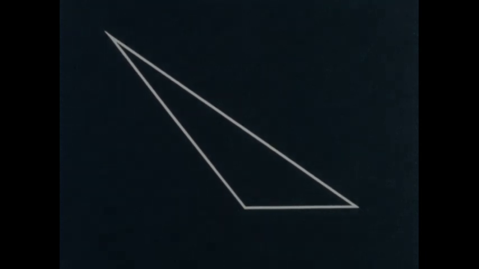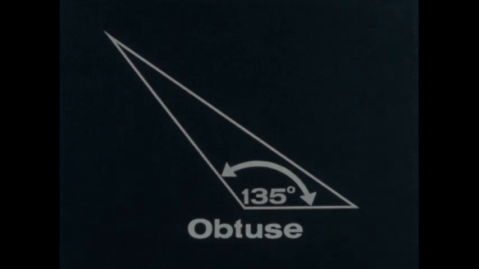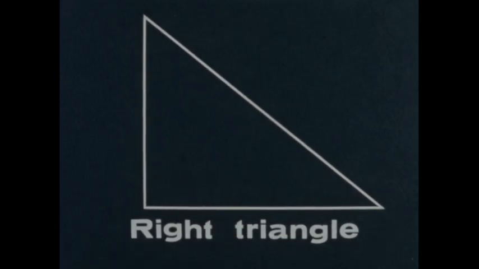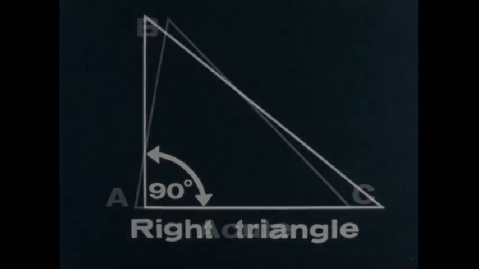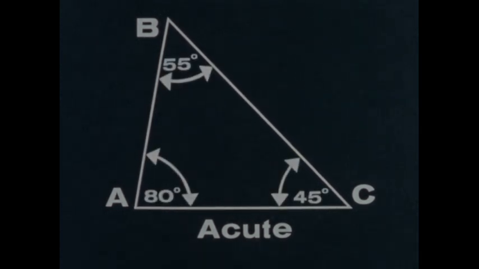Triangles are identified not only by their sides, but also by their angles. Since this triangle has one obtuse angle, that is, one angle which measures more than 90 degrees, it can also be called an obtuse triangle. A right triangle is a triangle having one right angle. An acute triangle is a triangle that has 3 acute angles. That is, the measure of each is less than 90 degrees.